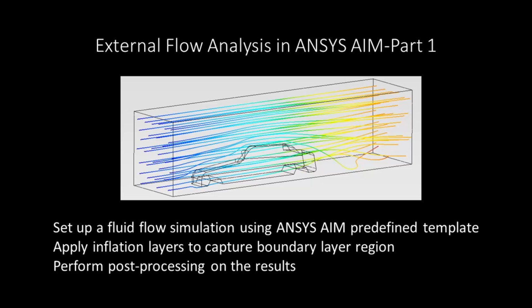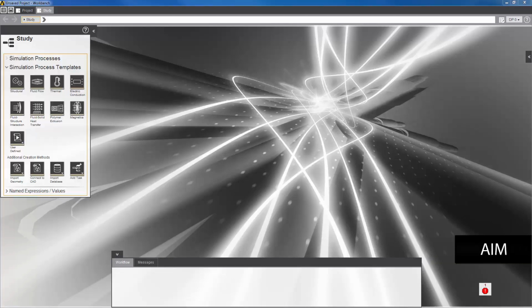In this video, I show you how to perform an external flow analysis on a car in a virtual wind tunnel using Ansys AIM predefined template. I will also show you how to apply inflation layers to capture boundary layer region. Finally, we will see how to do post-processing on the results in Ansys AIM.